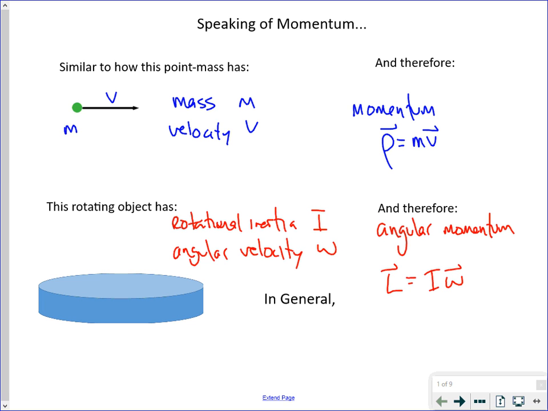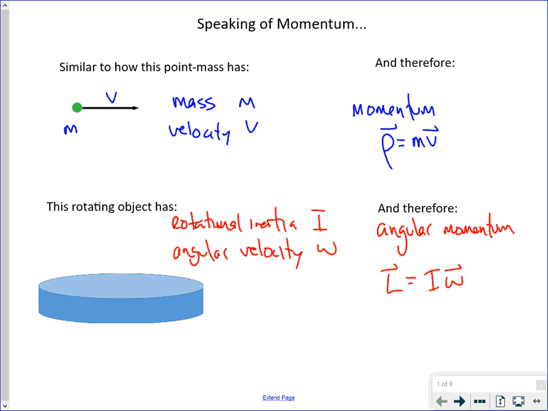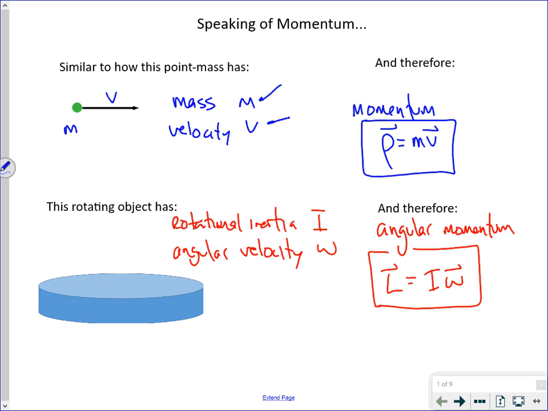We don't really need this in general. Okay, so what I'm hoping you can see is the analogy that we're drawing from point mass translational velocity to distributed mass angular velocity. All right, this is translational, this is rotational. Okay? So if objects are rotating, they have angular momentum.